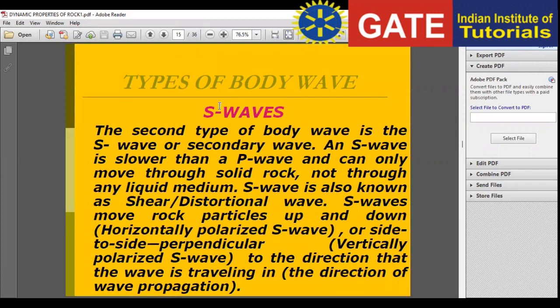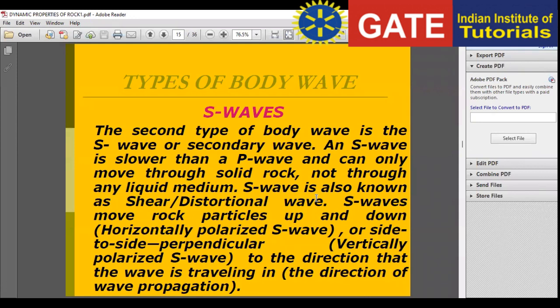So next is the type of body wave. The second type of body wave is the S wave, or secondary wave. The P wave is the primary wave, and the second type of body wave is the secondary wave, or S wave. And the S wave is slower than a P wave and can only move through solid rock, not through any liquid medium, unlike the P wave, which moves through both solid as well as liquid medium. And the S wave is also known as the shear or distortional wave.